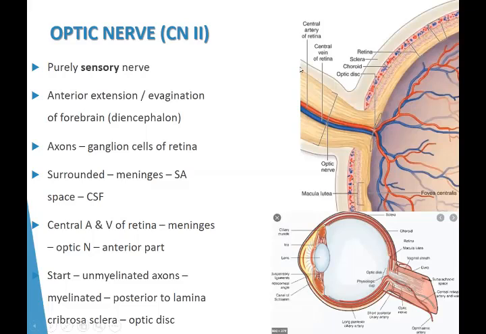This is the subarachnoid space, and in this subarachnoid space there is cerebrospinal fluid. Running right through the center of the optic nerve, you have the central artery and the central vein of the retina. These two structures pass through the center of the optic nerve. Now remember, this is the sclera, this is the choroid layer, the middle layer, the vascular layer of the eye. The eye has three coats: sclera, the fibrous coat, choroid, the vascular coat, and the neural coat is the retina.